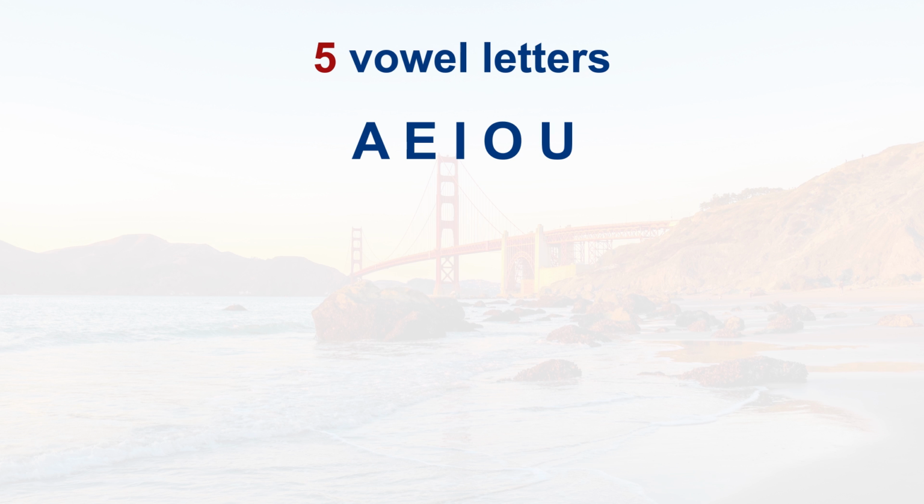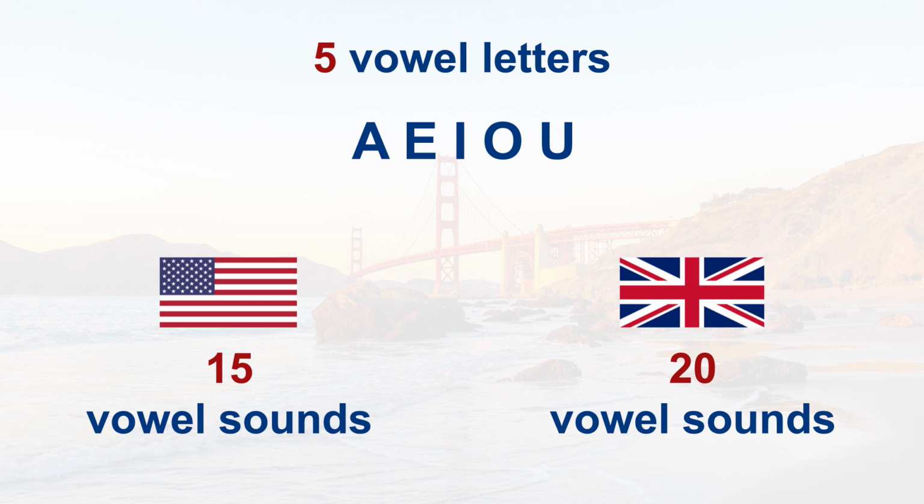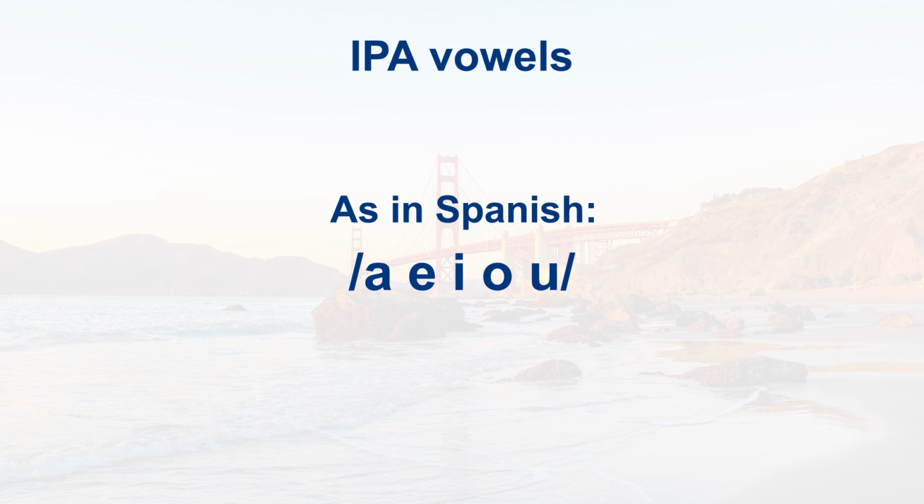The English alphabet has 5 vowel letters: A, E, I, O, U. But the English language has a huge inventory of vowels, about 15 in American English and 20 in British. We are going to focus on the American vowels because they are simpler. Let me know in the comments if you want me to cover the British transcription. The 5 vowel letters have the same meaning in the IPA as they have in Spanish and many other languages: a, e, i, o, u.